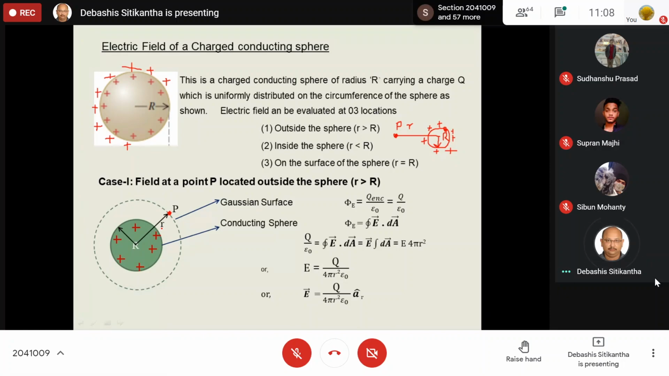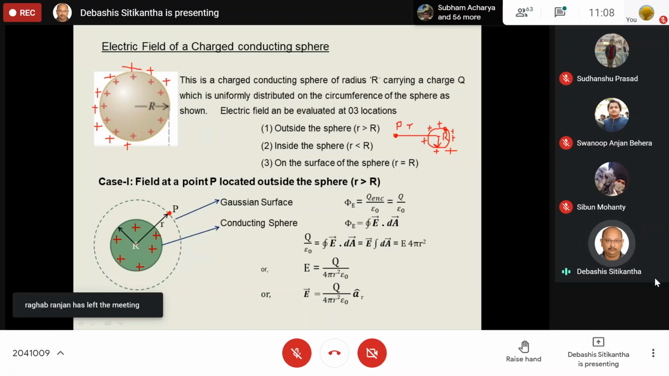So how are we going to make the calculation? Just have a look. The first thing is that we have to draw a Gaussian surface in such a way that it is symmetrically going to enclose the sphere completely. For that, we have to draw the Gaussian surface in such a way that the center of the Gaussian surface must be at the center of the sphere, right? So this is the first step. And the second step is that the circumference of this closed surface, that is your Gaussian surface, must be passing through the point P where we want to evaluate the electric field.